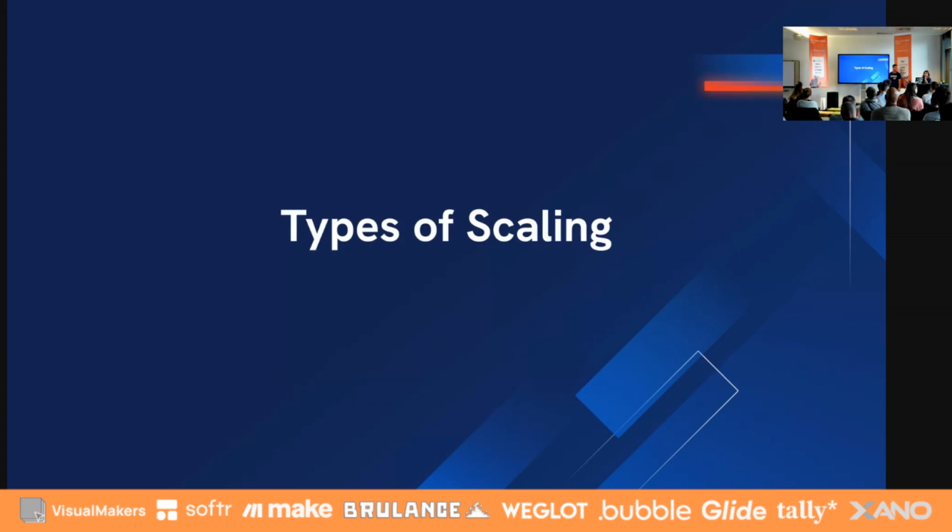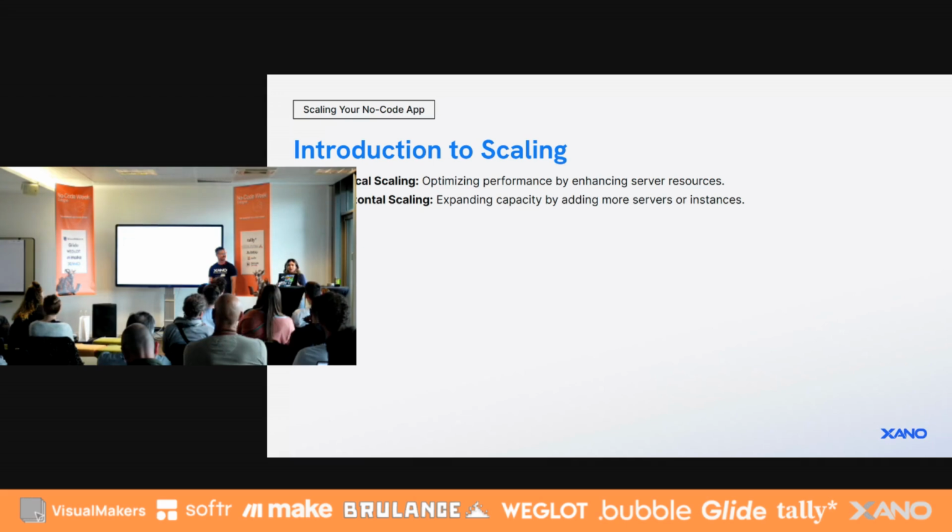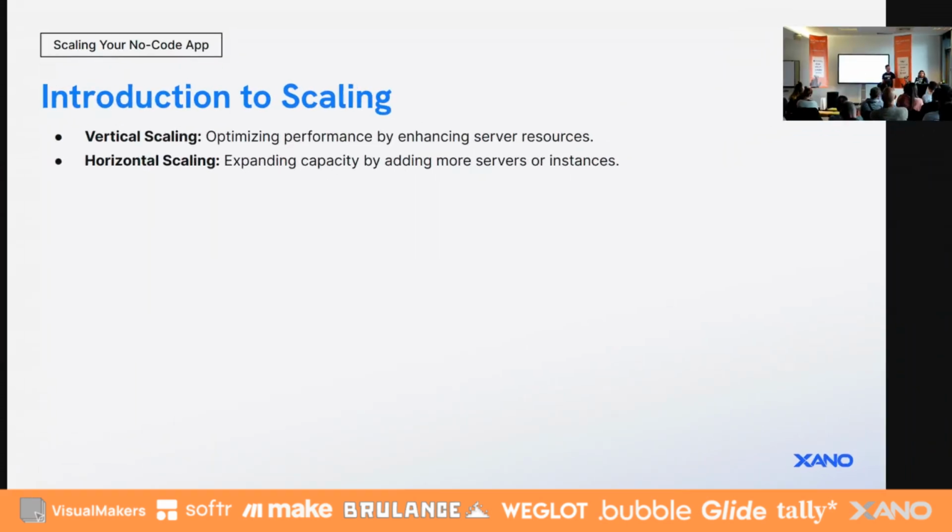So what are the different types of scaling? As Michael mentioned, Postgres allows us to scale both horizontally and vertically. Vertical scaling, you can think about as enhancing the server's resources like CPU and memory, while horizontal scaling is adding more servers to your infrastructure.